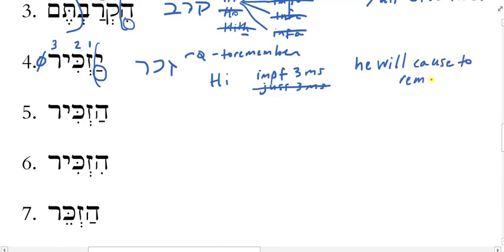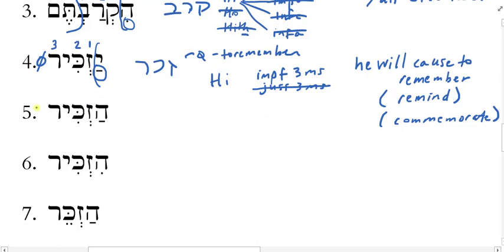Now, if he's causing someone else to remember, what would be another way to translate that? Yes, he will remind someone. Okay? If he's causing himself to remember, this could be an inner causative idea, then he will commemorate, right? He'll bring himself to remember something. All right? So those are some possible nuances of the hifil of zakar.